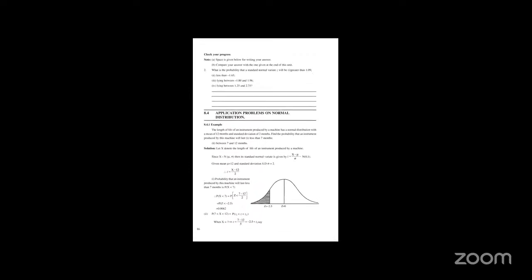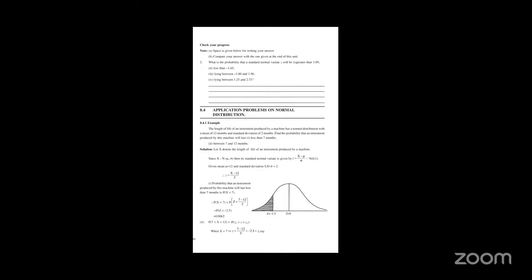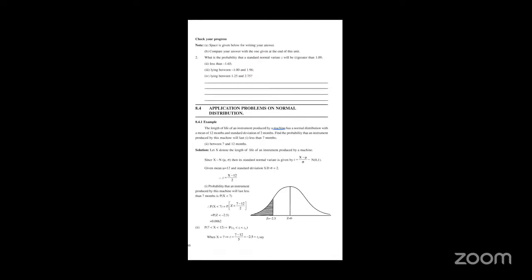Coming to the application problems on the normal distribution. The first example: the length of the life of an instrument produced by a machine has a normal distribution with a mean of 12 months, and the standard deviation is 2 months.